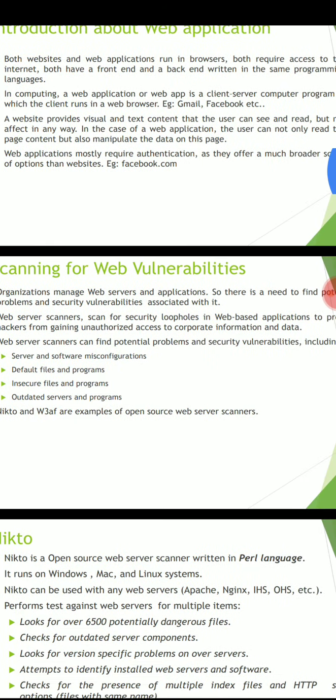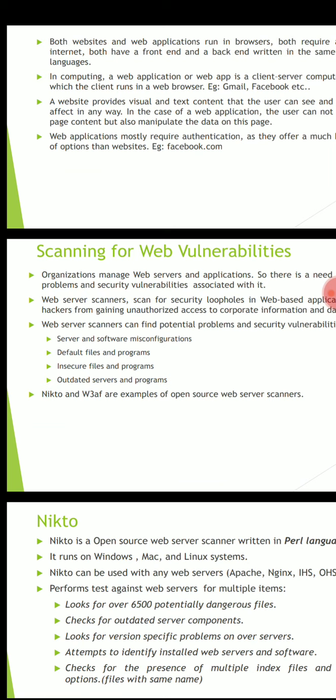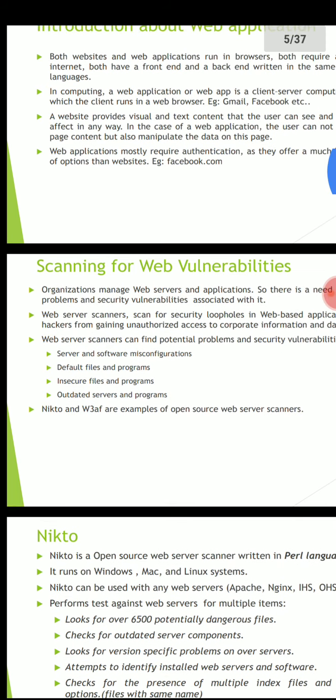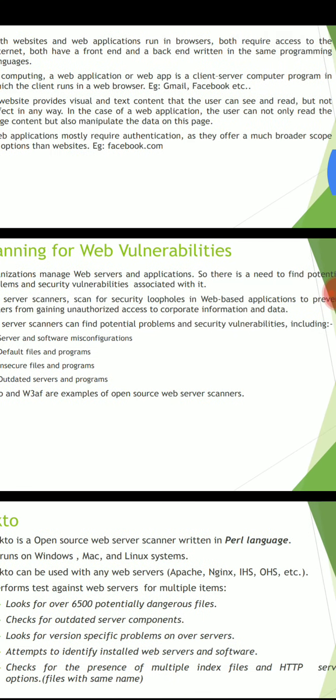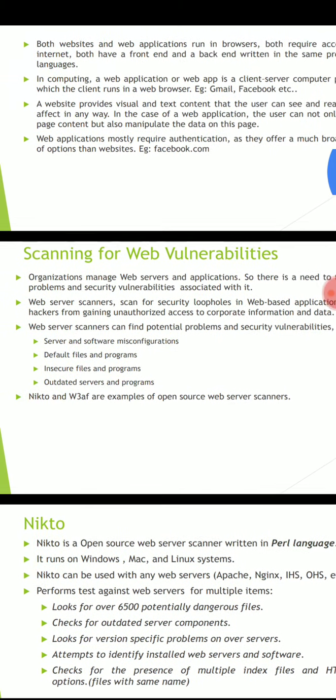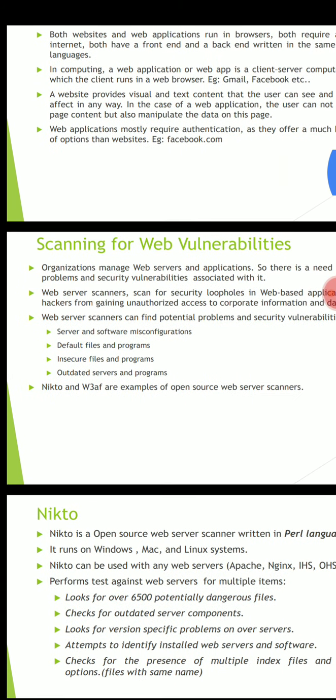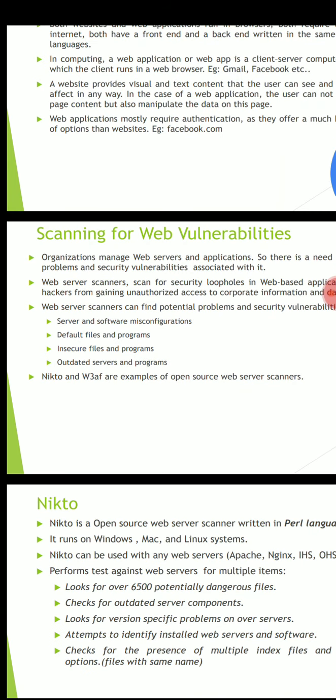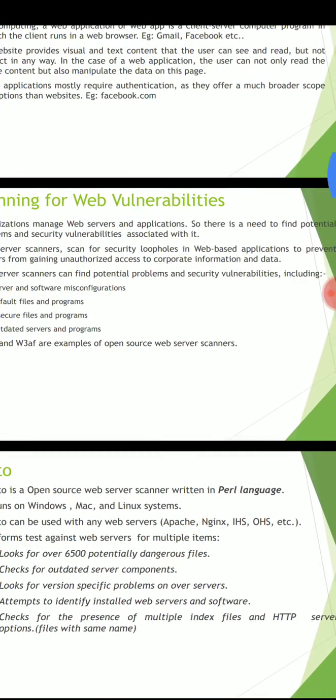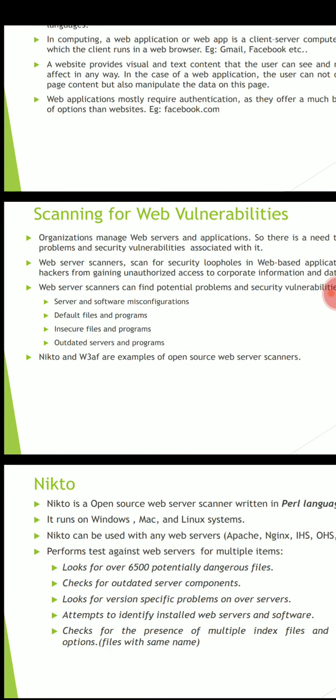Scanning. Organizations manage web servers and applications, so there is a need to find potential problems and security weaknesses associated with them. So why are we going for scanning? Web server scanners scan for security loopholes in web-based applications. So we are slowly entering module 4, web app tools. Scanning is required to identify the weaknesses in the web app. Web server scanners can find potential problems and security vulnerabilities, including server and software misconfigurations, default files and programs, insecure files and programs, and outdated servers. These will slowly become weaknesses of the website. So this should be scanned.